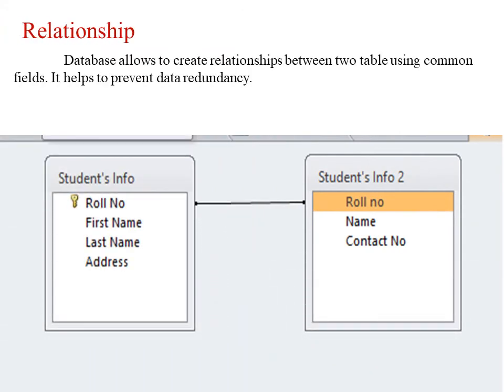Relationships. We can create a relationship between two tables using the relationship element. Suppose we have two tables, the student's personal information table and the student's details record table. Suppose we want to merge those two tables into one table. At that time we can use the relationship element.